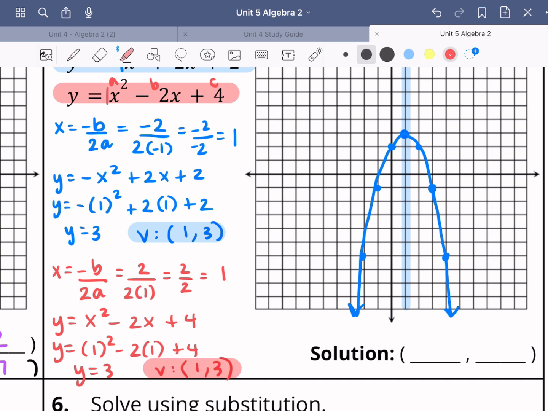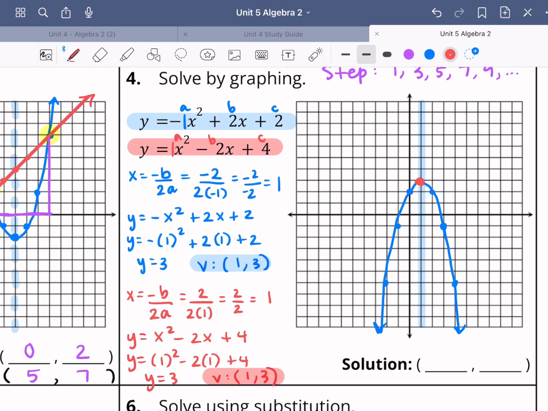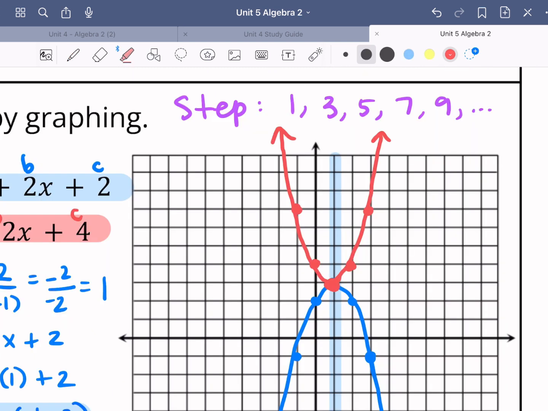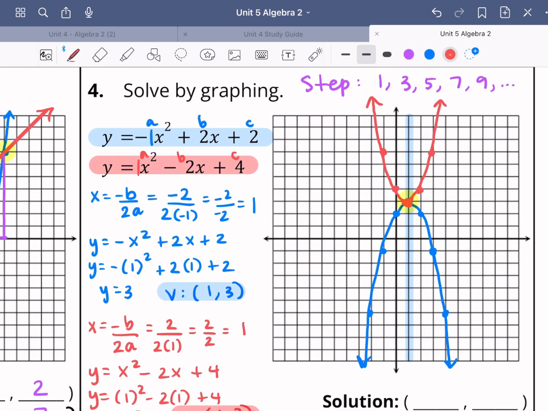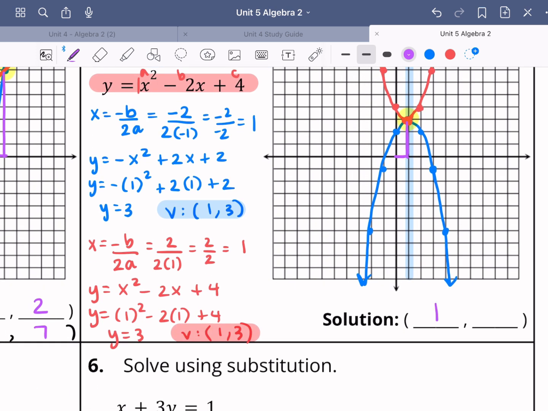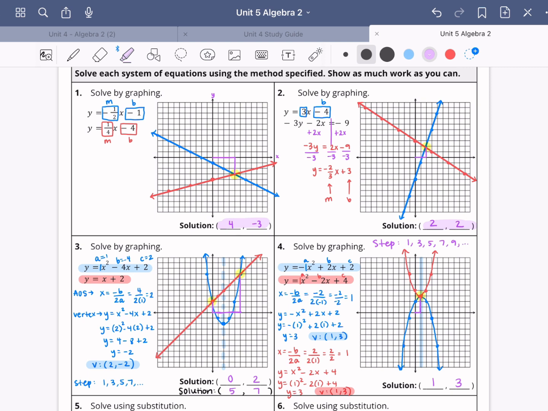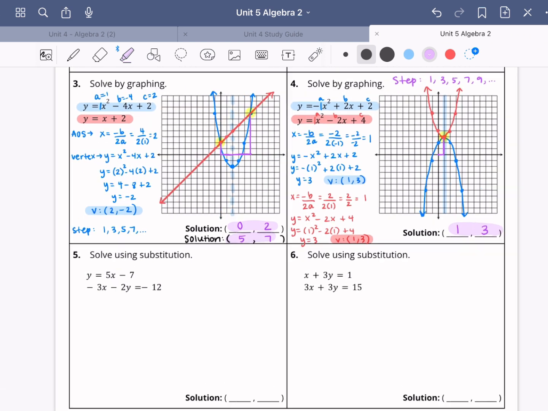They have the same vertex and the same axis of symmetry. However, the a value is different, so it's positive 1. So we're going up 1, up 3, up 5, and so on. I don't really have enough room to go for the 5. So our point of intersection, there's only one in this case, is right here. This is the point 1, 3. And you can pause the video here if you need to take a look. But let's go ahead and check out number 5.